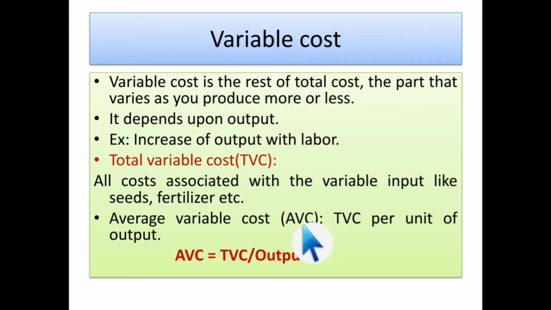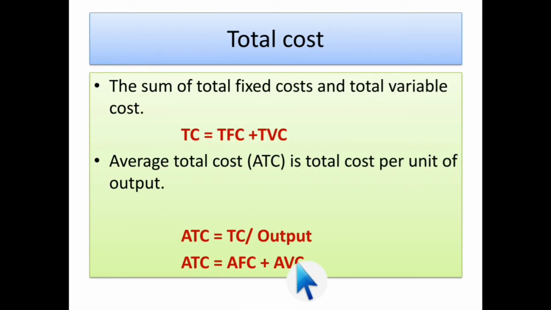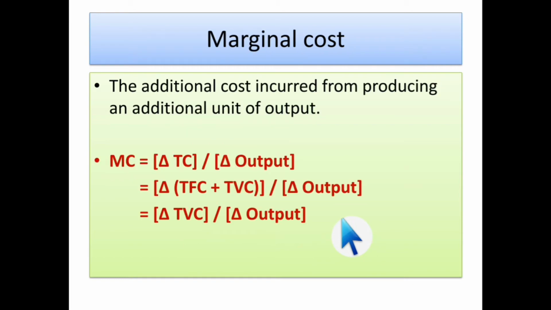Similarly, like average fixed cost, average variable cost is total variable cost divided by output. Okay. Next is your total cost. Total cost, just remember, is the combination of total fixed cost and total variable cost. Similarly, in case of average total cost, what you can do? Average fixed cost plus average variable cost. Otherwise, if you have the value of total cost, you can do total cost divided by output. Clear?